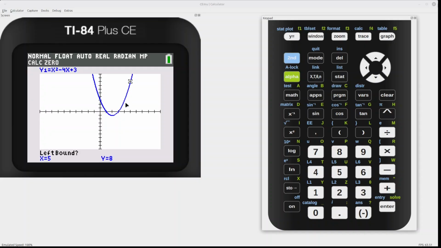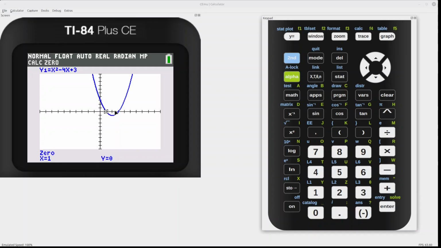Okay, so let's cursor over to the left one first. I want to go on the left side of where it crosses, and then I press enter. Then I go to the right side of where it crosses and press enter. Then I press enter again for it to guess, and it's going to say that x equals 1 when y equals 0. So we set our left boundary and right boundary, marking it on either side, and then pressed enter for it to guess.